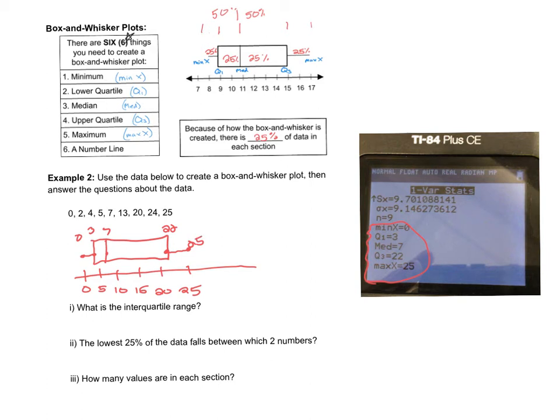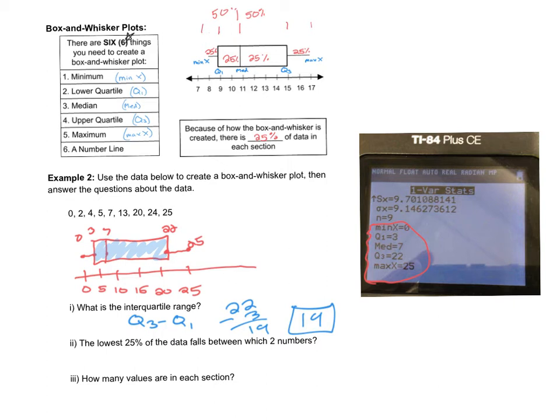So the interquartile range, remember that is Q3 minus Q1. Well, what was Q3? That looks like 22. Q1 was 3. So it looks like that is an interquartile range, highlighting that inner piece, of 19, and the overall range or spread is 25.